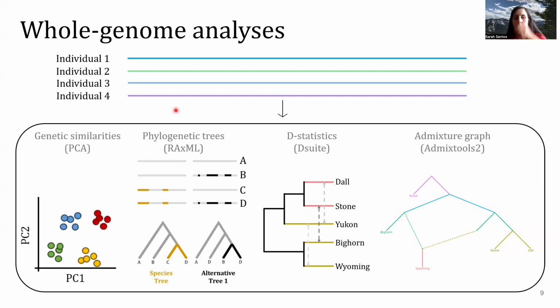So one of them is we can use a PCA just to look at genetic similarities. We can also look at phylogenetic trees, as I mentioned before, and try to distinguish between a species tree and an alternative tree. We can use more specific methods to estimate introgression or hybridization.